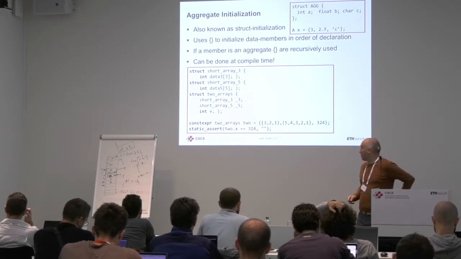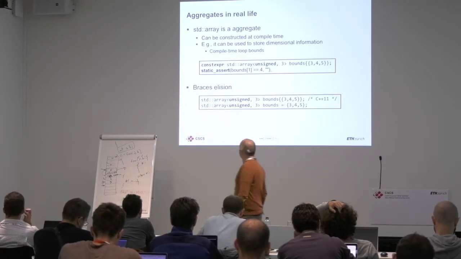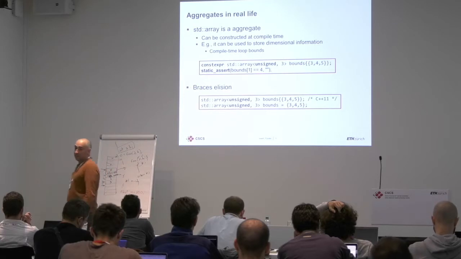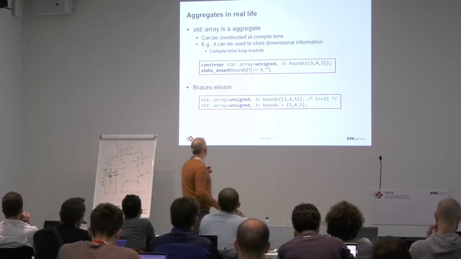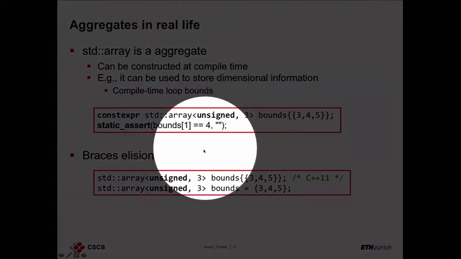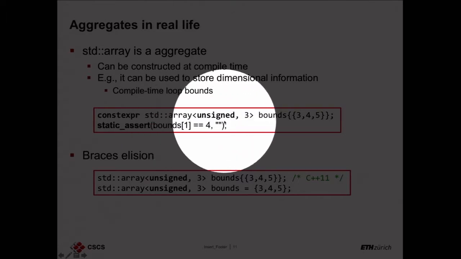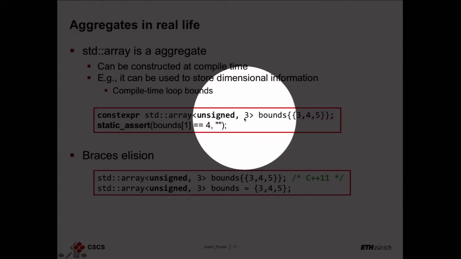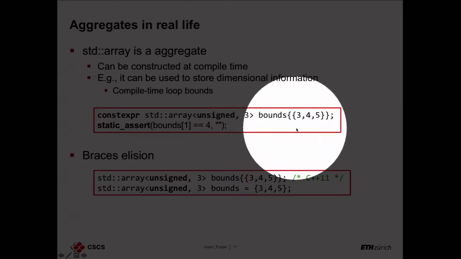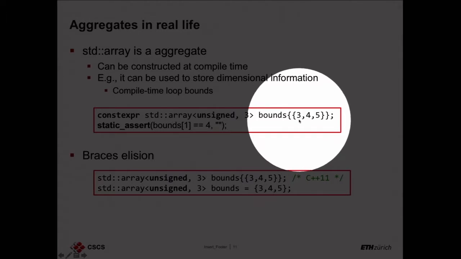So why do you want to use aggregates in real life? Well, std array is an aggregate. Std array is a C++11 feature. You might say std array of unsigned int. I want to store 3 unsigned ints, and then you can bound it to. You can assign those values to these values here.